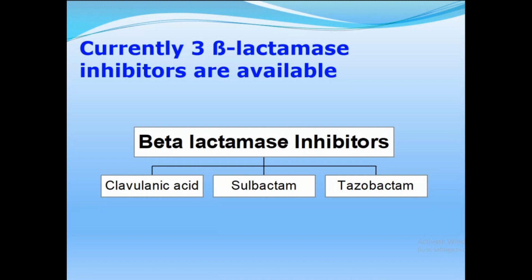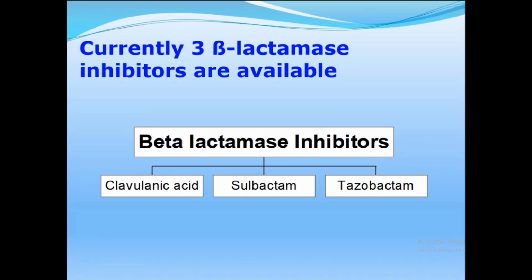Currently we are dealing with three beta-lactamase inhibitors that everyone has seen: clavulanic acid, sulbactam and tazobactam. Clavulanic acid is widely used alongside amoxicillin, under the brand name Augmentin, which was the innovator molecule containing amoxicillin and clavulanic acid. It is available in IV and oral forms. This is a very commonly used antibiotic.